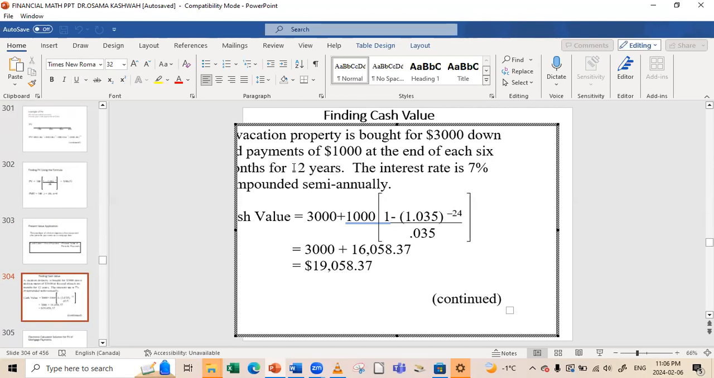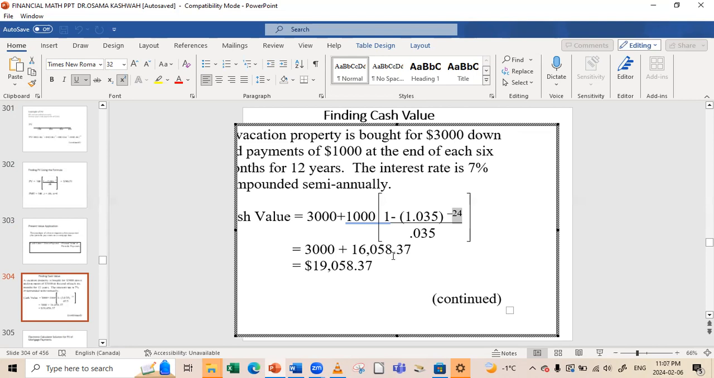Again, we pay at the end of each 6 months, which means it's an ordinary annuity because it's after each 6 months that you have to pay. So in 1 year you pay twice. So in 12 years, how much do you pay? 24 times. Okay.